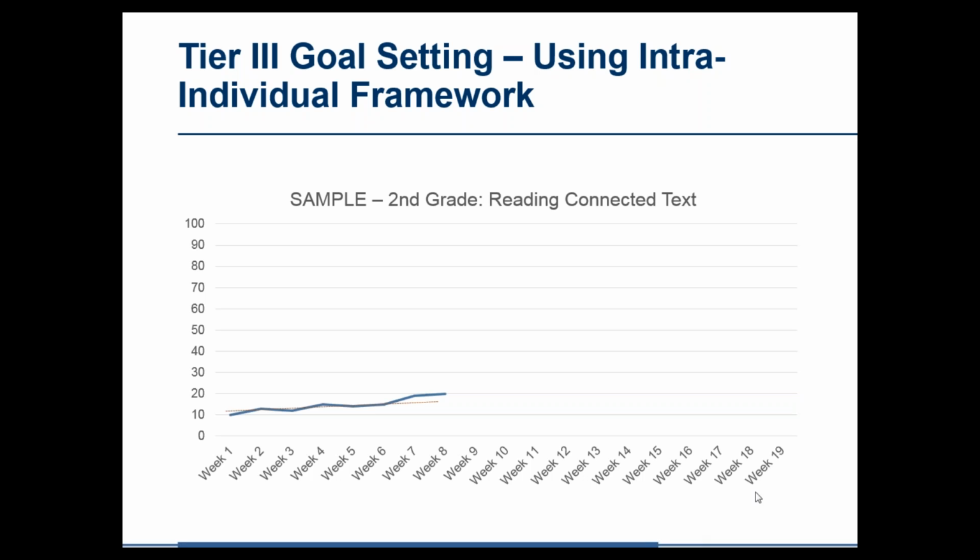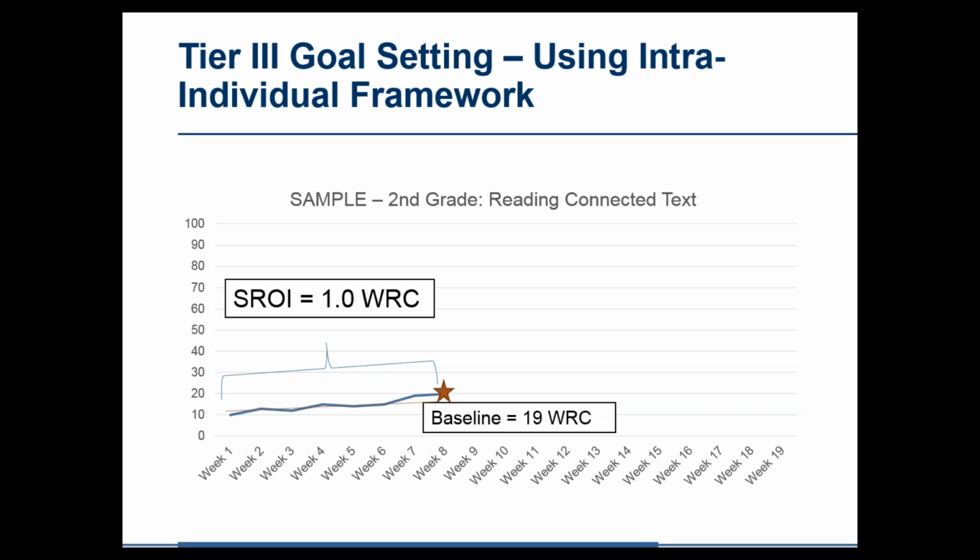Here is an example of how this approach may be used. To use intra-individual framework, the team calculates the student rate of improvement by subtracting the median of the first 3 scores from the median of the last 3 scores. That is then divided by 7, or the number of actual instructional weeks, represented by 8 data points. In this case, the student's ROI is 1. The baseline score is then calculated using the median of the last 3 scores. This student's baseline score is 19 words read correctly.